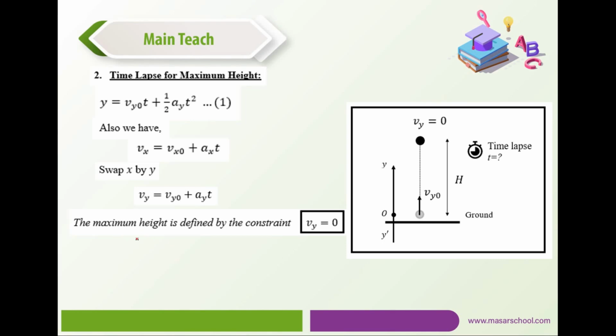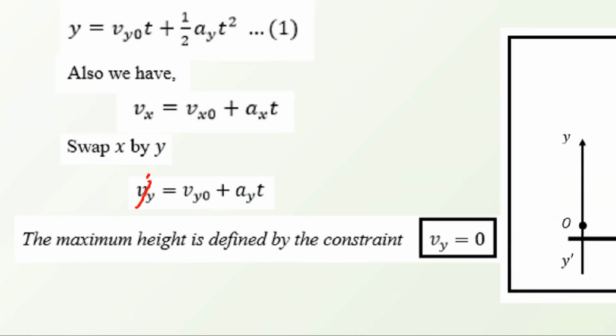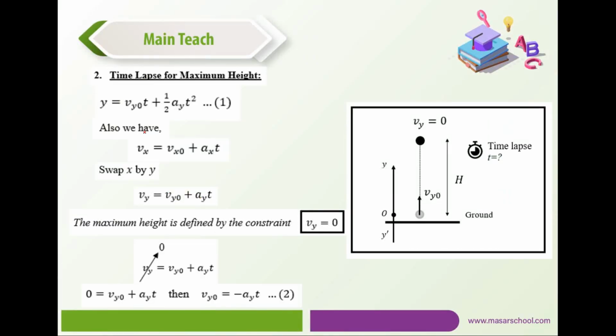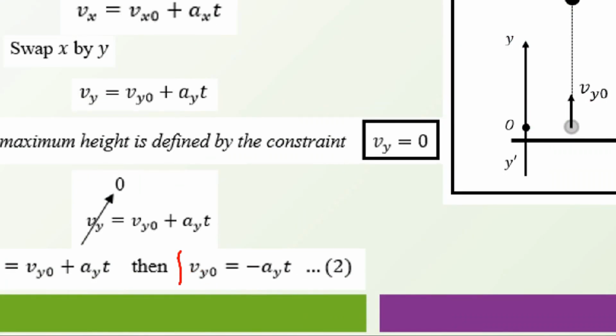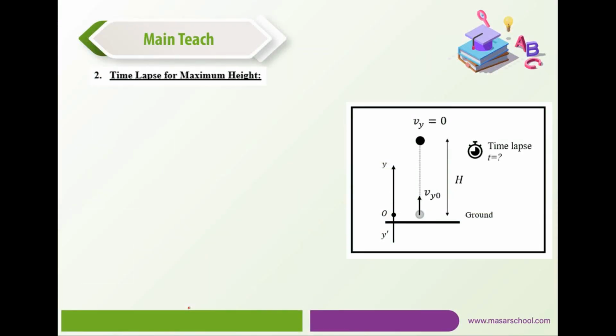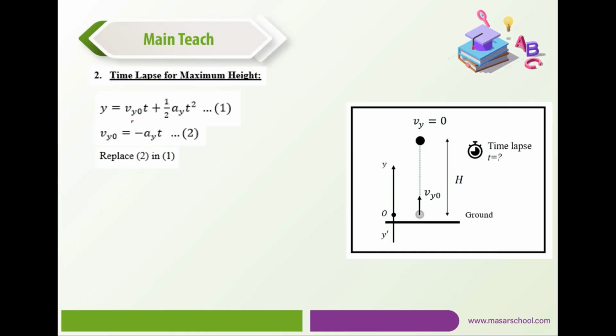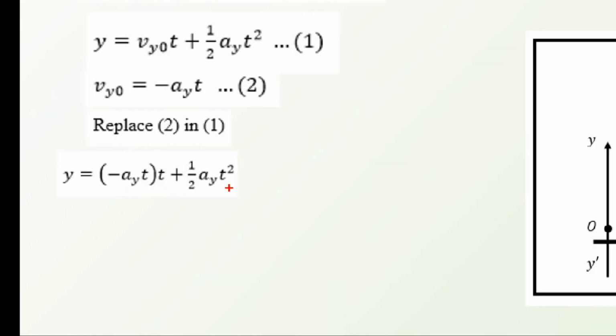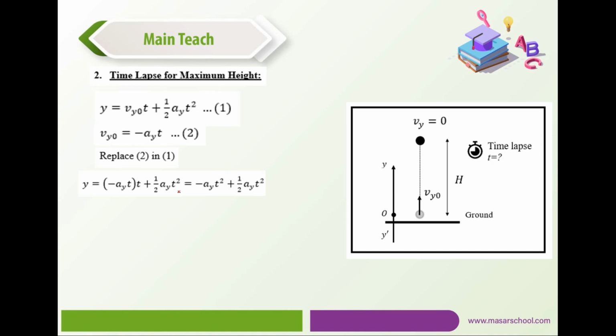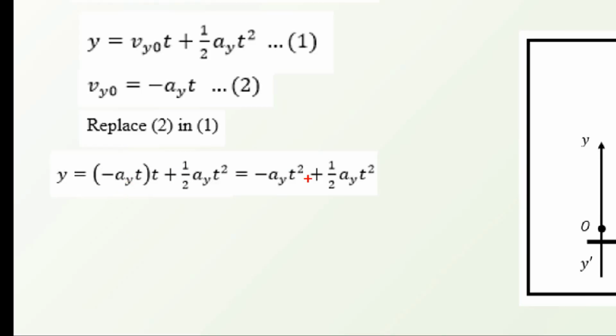Alright, so the maximum height is defined by the constraint Vy is equal to 0. Now replacing this here and solving for the initial velocity, we would get that the initial velocity is given by minus ayt. So let's replace in the second equation the first one, and we would get minus ayt multiplied by t plus half ayt square, and that would be minus ayt square, because t multiplied by t is t square, plus half ayt square.